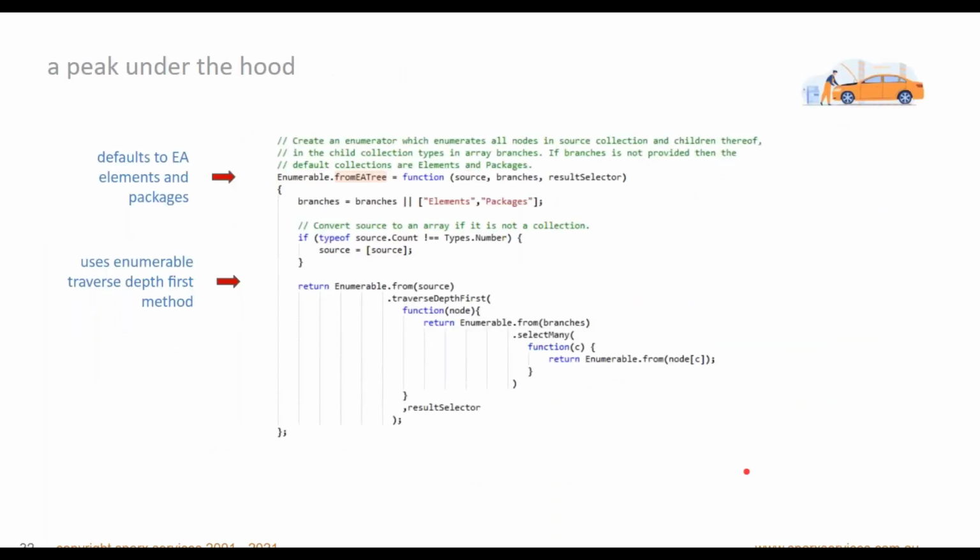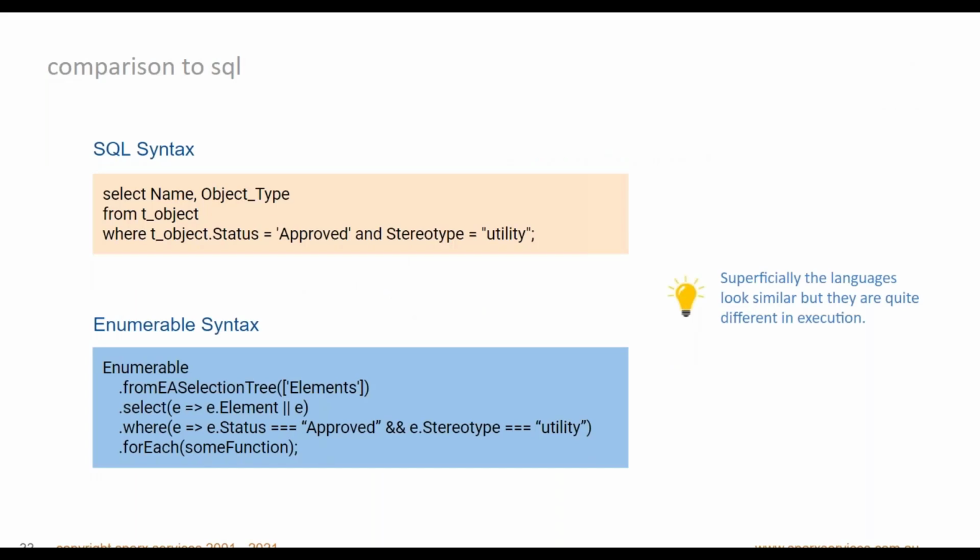A peek under the hood. The code I've shown you is the code that recipe writers will write. This is the code that developers will write underneath the hood, the prototype functions or the things that underpin all of this. And again, we can look at this a bit later. Comparison to SQL. Superficially, the languages look similar, but they are actually different in the way that they execute.